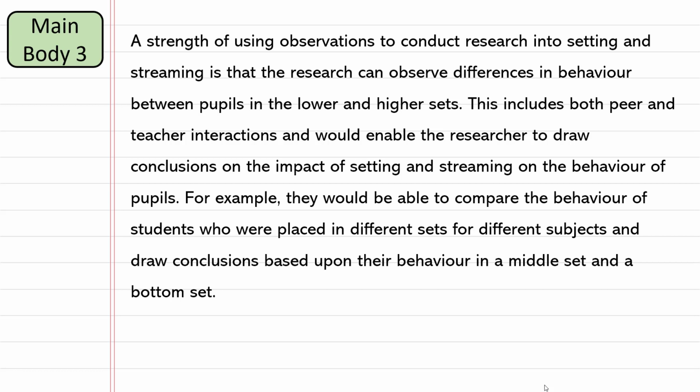So we've talked about here observing differences. That's specific to the method, and we've talked about the topic, setting, and streaming. Develop this a little bit more. For example, they will be able to compare the behaviour of students who are placed in different sets for different subjects and draw conclusions based upon their behaviour in a middle set and a bottom set. So we've also mentioned the students, how they might behave differently in different sets. And then we can draw the conclusions from that. So this is moving up towards a band 5 response.